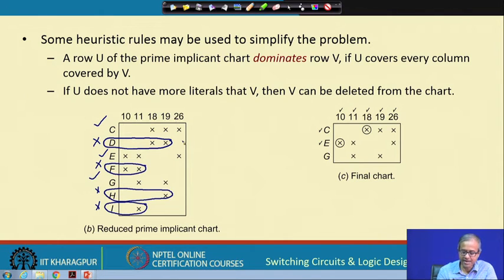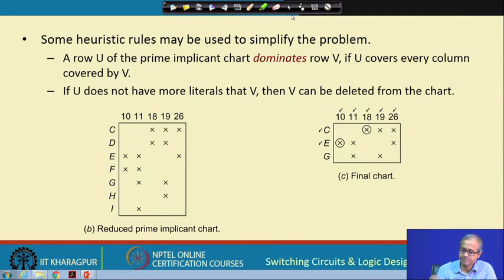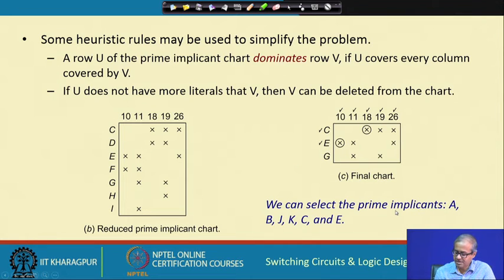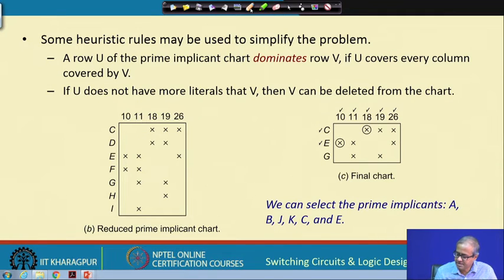So, idea is that you make your table smaller and then you do the next step. So, instead of using a large table, you minimize the size of the table. So, it becomes easier for you. You see, in the minimized table you can immediately see now there is a single check mark in column here and here. So, C will be essential, E will be essential. So, if you take these two, all the columns are getting covered. So, C and E, right. In the previous slide we had selected A, B, J and K, and here we are selecting C and E in addition. This is how we get our final solution.